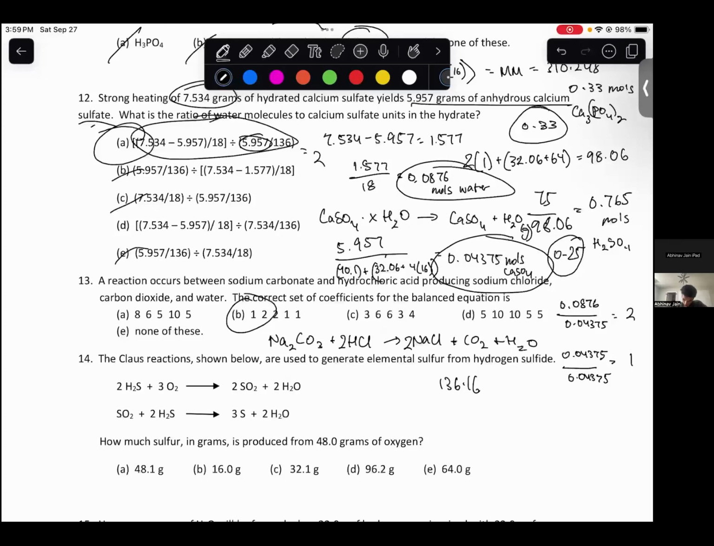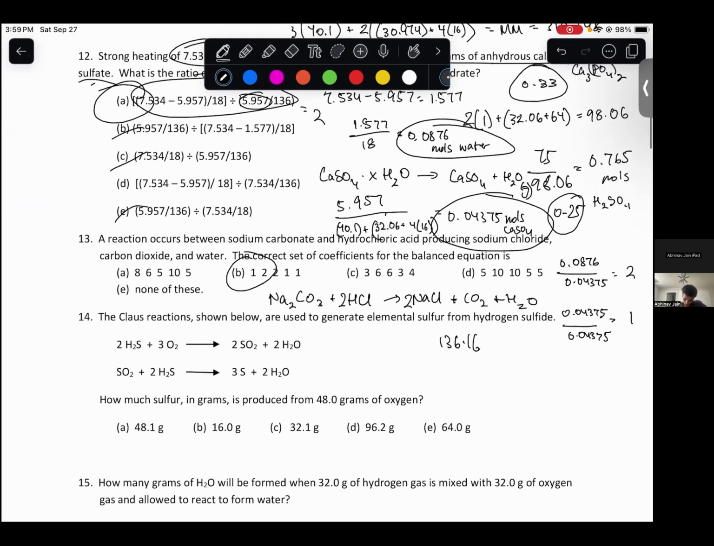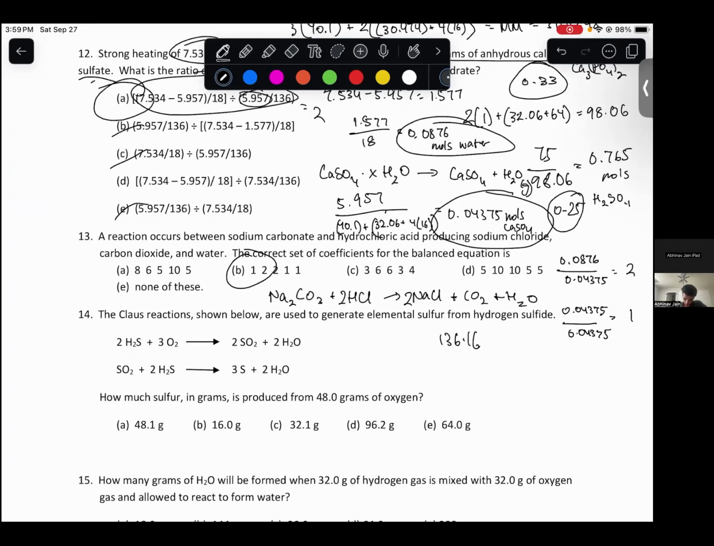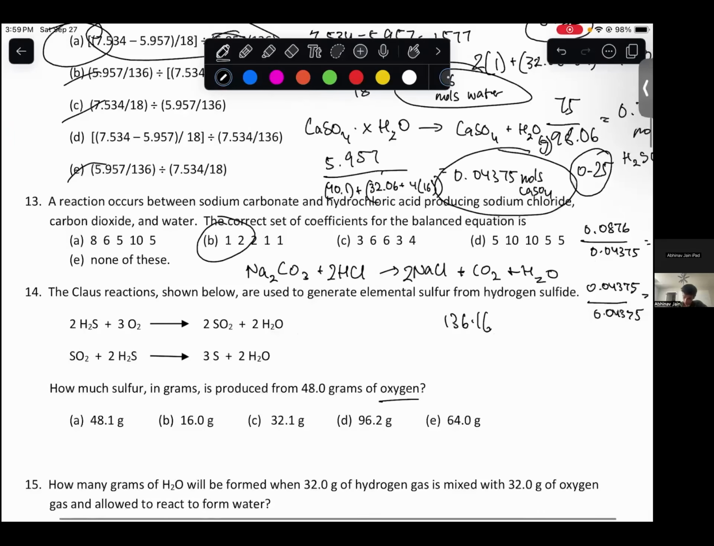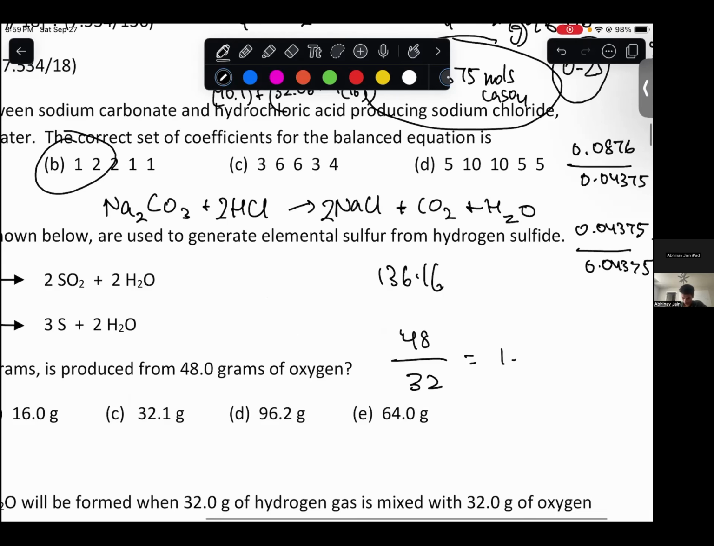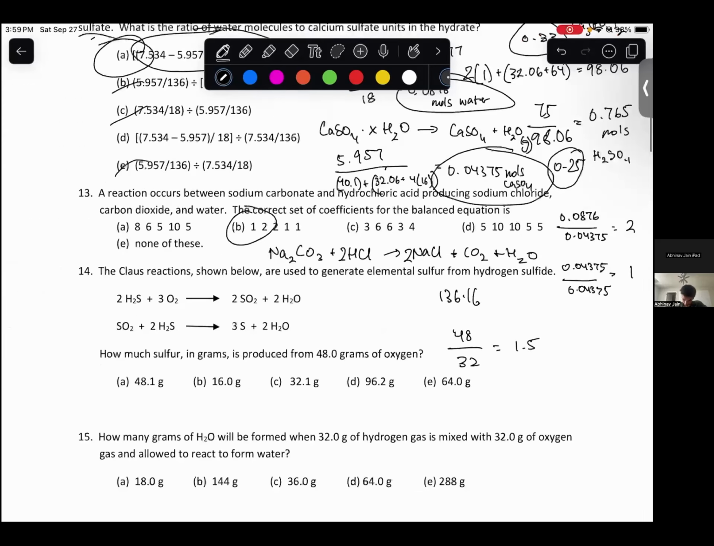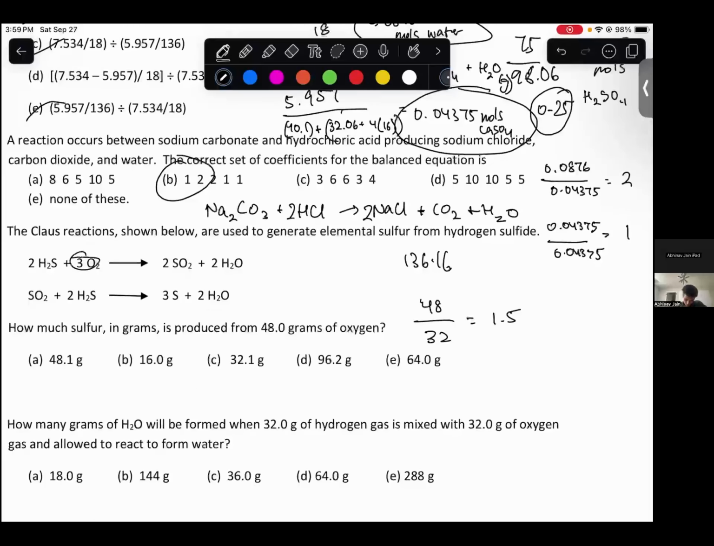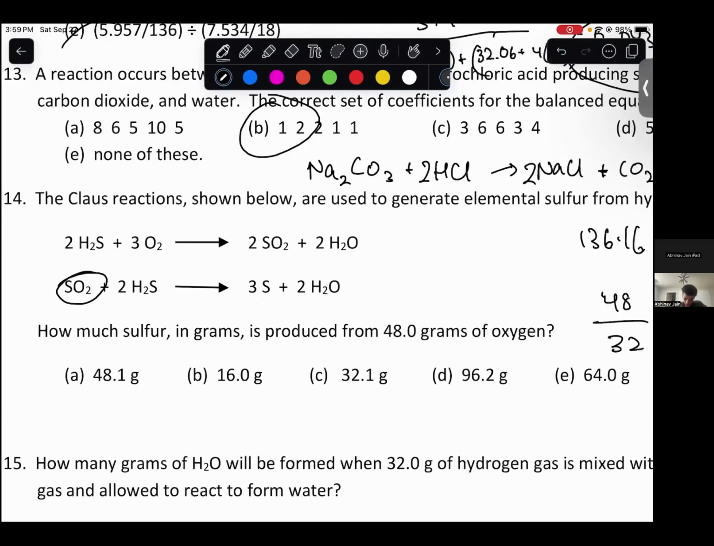14, the Claus reaction is used to generate elemental sulfur from hydrogen sulfide, right? So this is how much sulfur in grams is produced from 48 grams of oxygen. If you have 48 grams of oxygen, that's O2, remember? Because we have O2 in the equation. So 48 divided by the molar mass of O2, that's just going to be 16 times 2, 16 for each elemental oxygen. So that's going to be 1.5. We start with 1.5 moles of oxygen. And we know that for every 3 moles of oxygen, we're producing 2 moles of sulfur dioxide. And we know that for every 1 mole of sulfur dioxide, we're producing 3 moles of S.